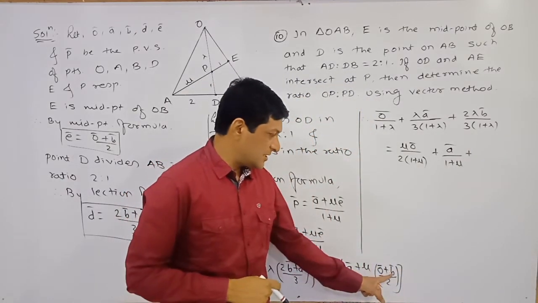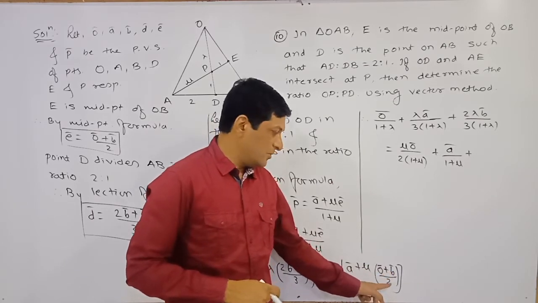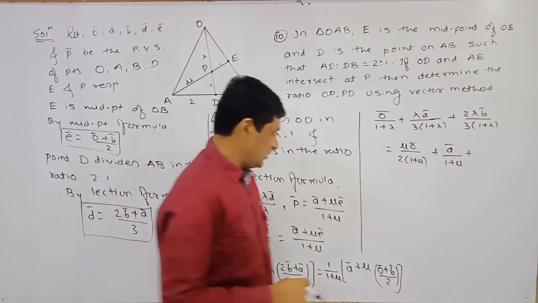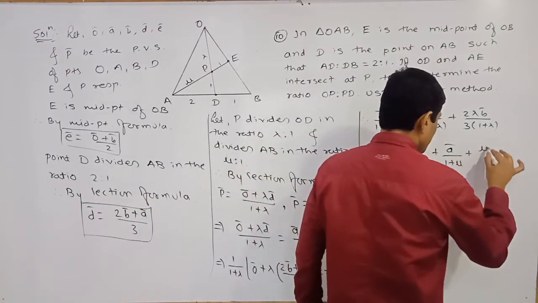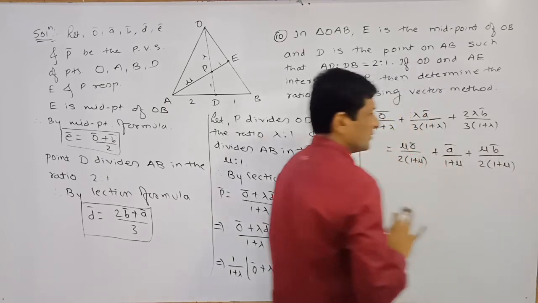So this is the b term of b bar. Mu into b bar will be mu b bar upon 2, and 2 into 1 plus mu will be 2 into 1 plus mu. So mu b bar upon 2 into 1 plus mu. So hope you have got it.